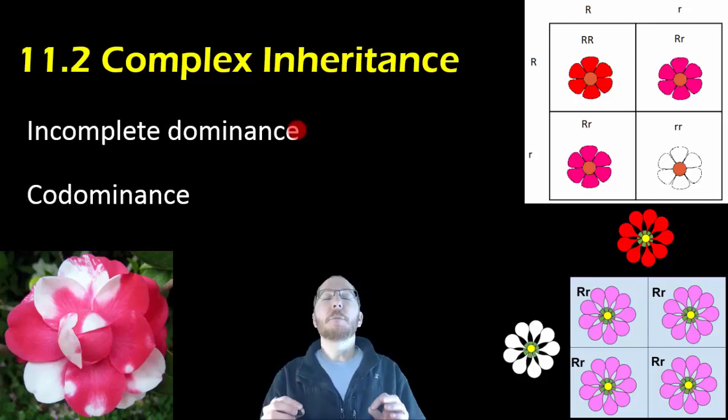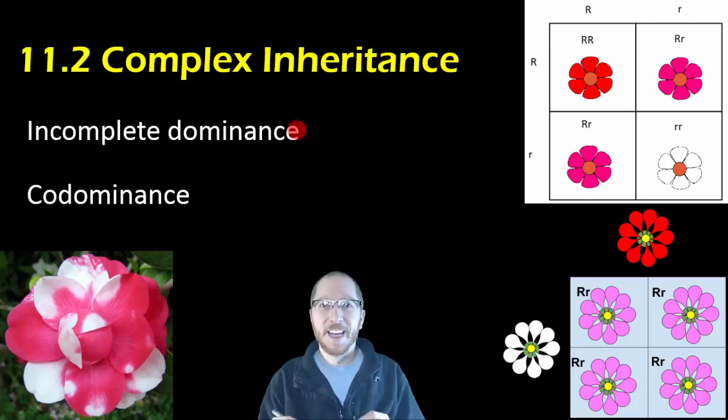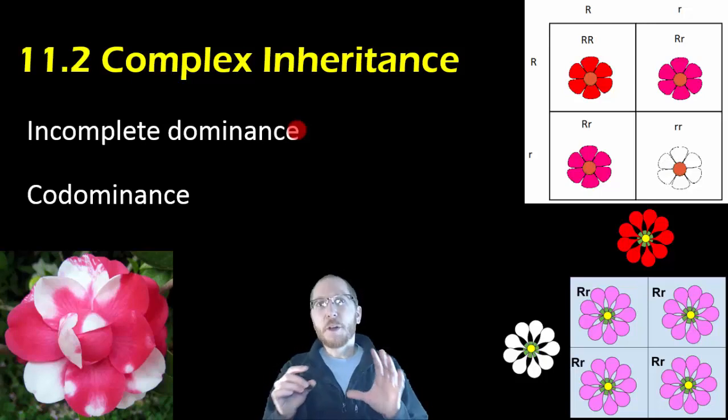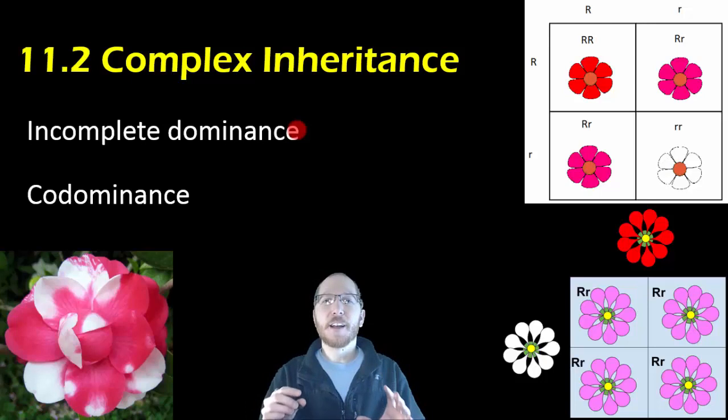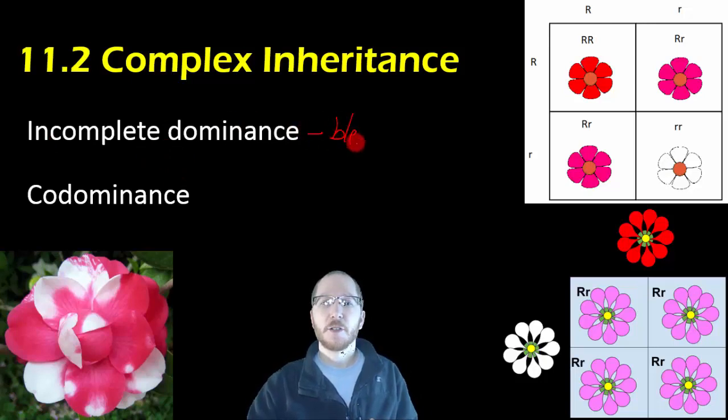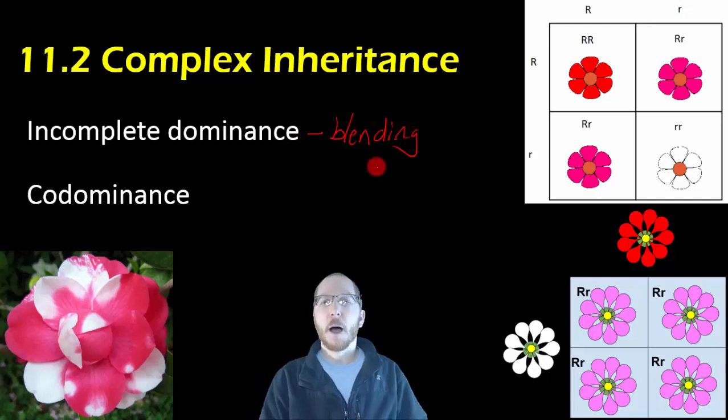Now, these are two that people screw up all the time. They know it's going to be one of these two, but they have difficulty figuring out which one. So let me try to go through and explain each. So incomplete dominance is going to be one that's essentially blending. You've got to treat it a lot like paint, where if I mix a black paint and a white paint, I get gray.